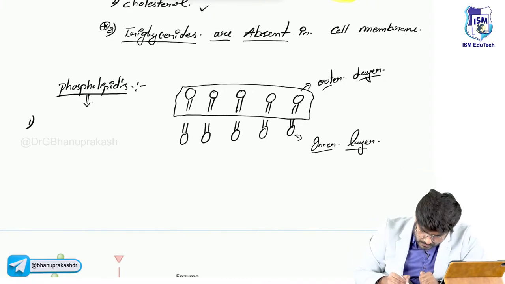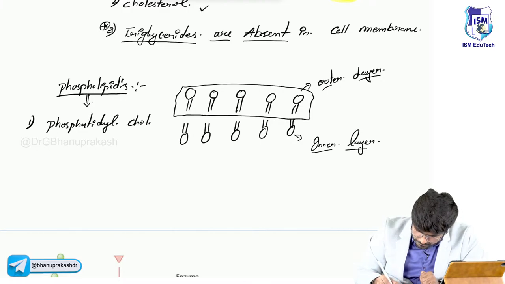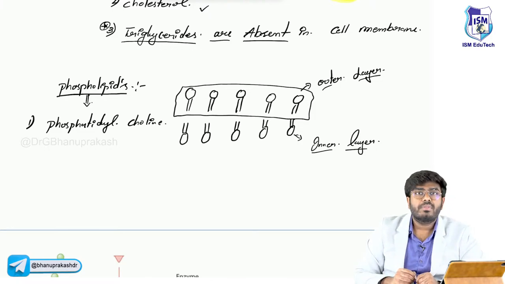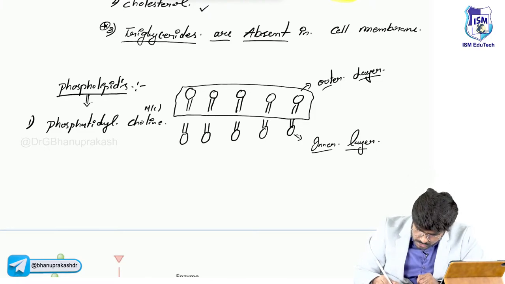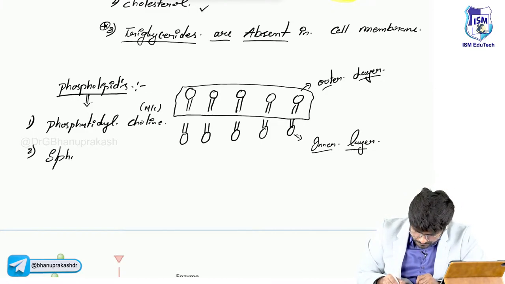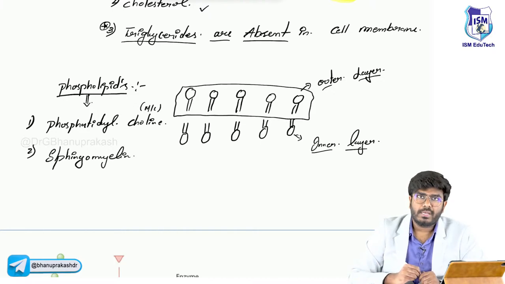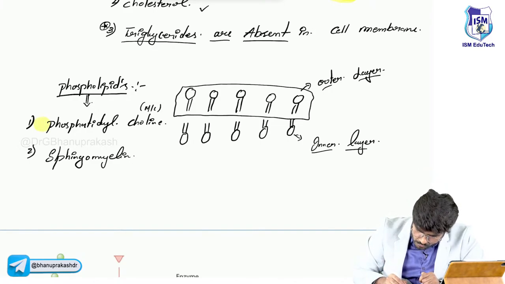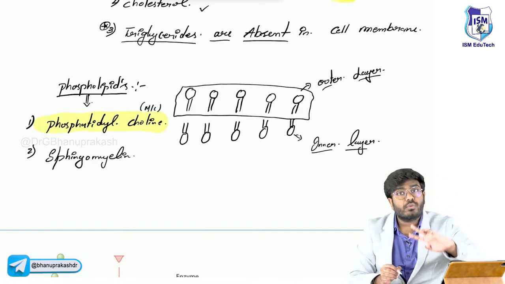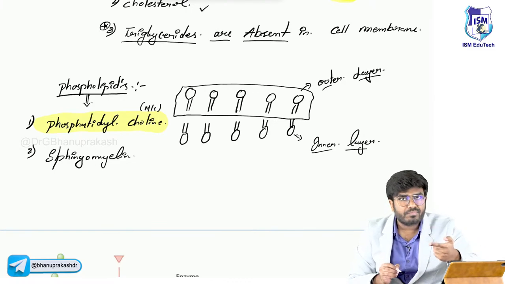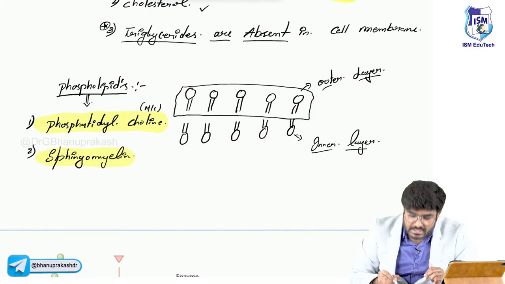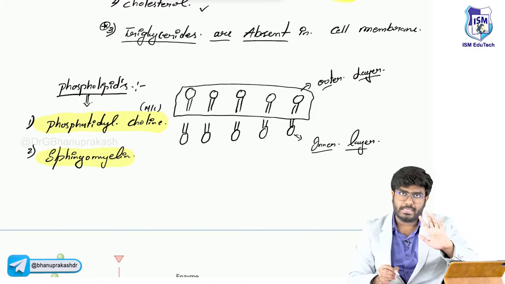The first phospholipid is phosphatidylcholine. Okay, phosphatidylcholine is the most common phospholipid. Second, sphingomyelin. So this phosphatidylcholine, MCQ, it's a type of phospholipid which is present in the outer leaflet of the cell membrane. Sphingomyelin is also a phospholipid which is present in the outer leaflet mainly.